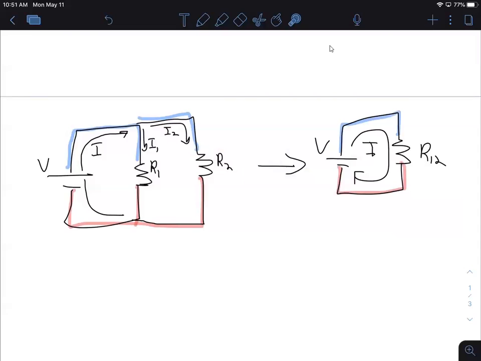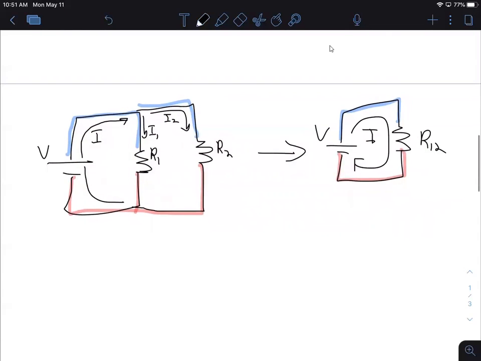A couple things to notice. Now they experience the same change in voltage. That was not the case up above in the series. And we no longer have just one current. This I needs to split into I1 and I2. So let's write down some things we know.